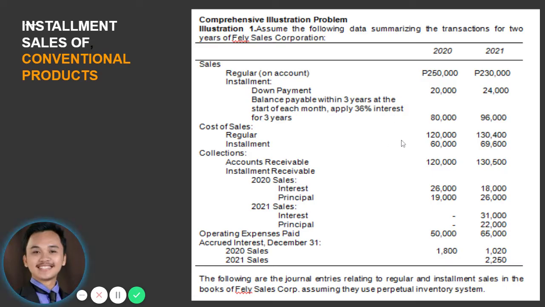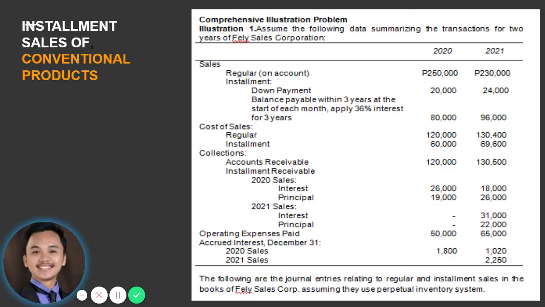And also, we have here cost of sales, both for regular and installment, which is 120,000 and 60,000 respectively. Now, in this specific case, guys, your total cost of sales is distinguished between the two types of sales, regular or installment. But in some problems, your cost of sales might be lumped, might be presented as one.